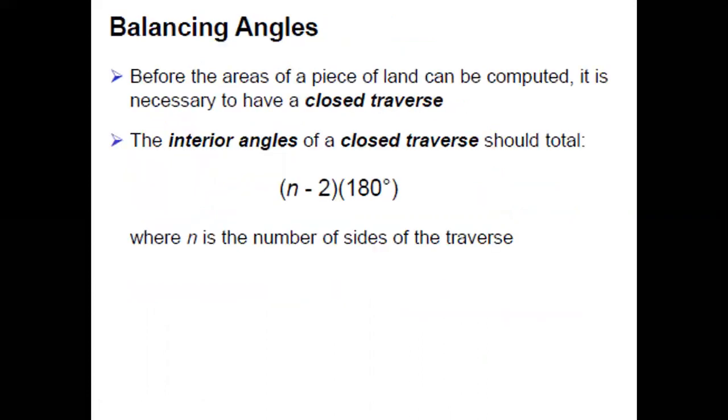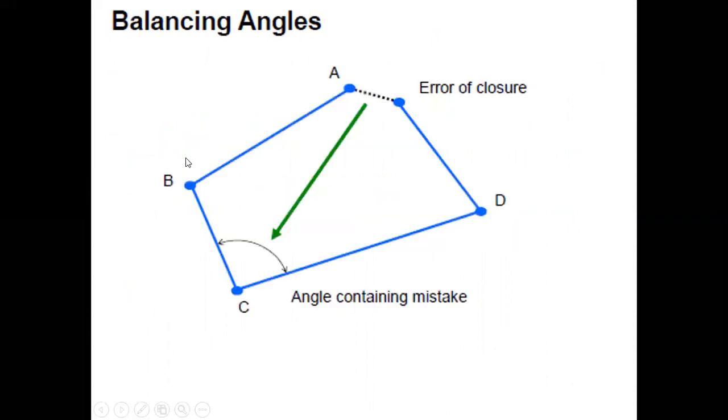For the balancing of angles, before the area of a piece of land can be computed, it's necessary to have a closed traverse. The interior angles of a closed traverse should be equivalent to this formula, n minus 2 times 180, where n here represents the number of sides of a traverse. This represents the magnitude of the error of closure, which might be due to the angle containing mistakes for this angle C.